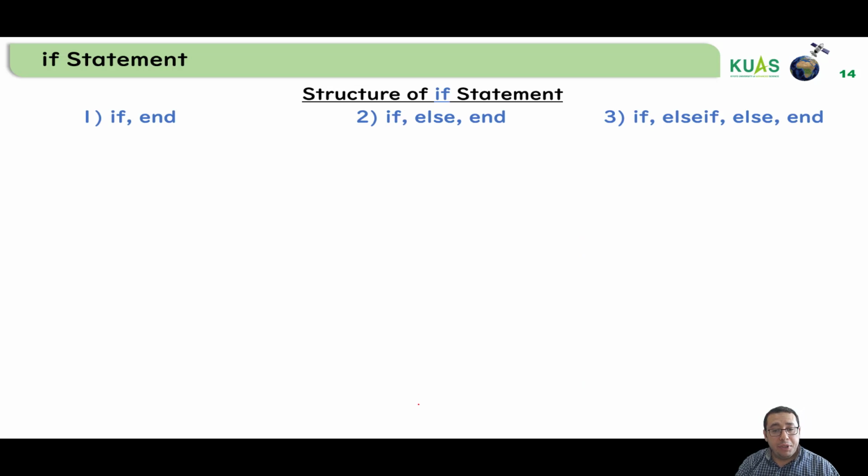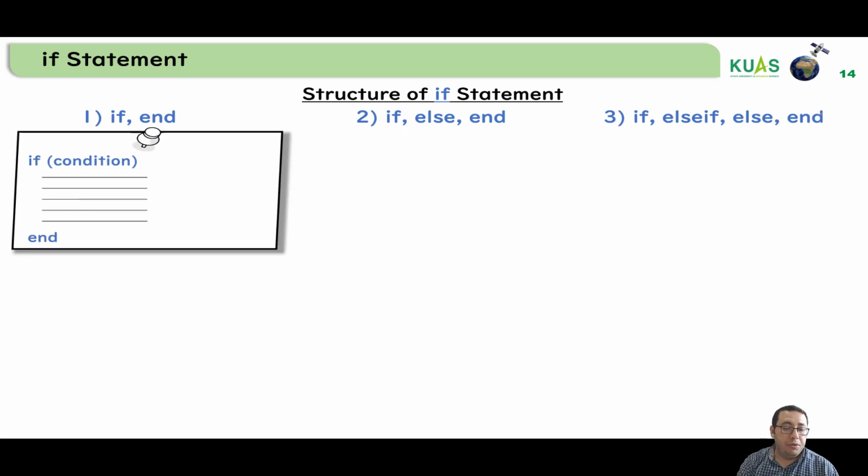For the if statement, we have three types. The first one is if end, the second one is if else end, and the third one is if, else if, else and end. Let's check the first one, which is if end.